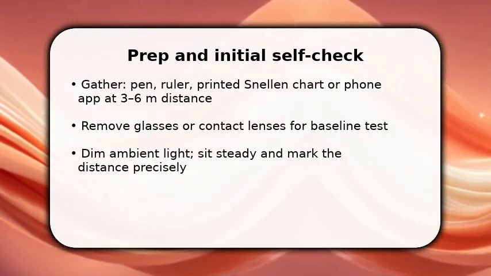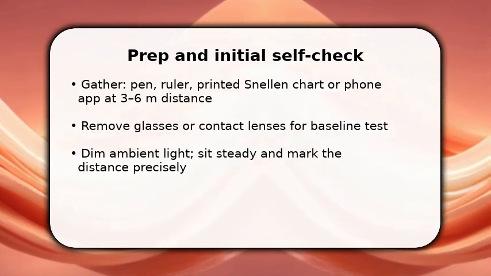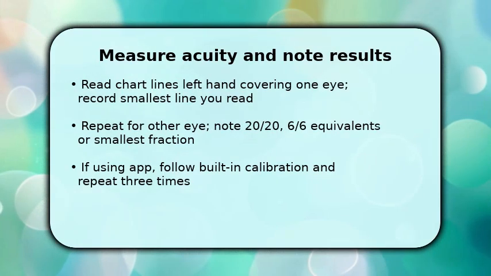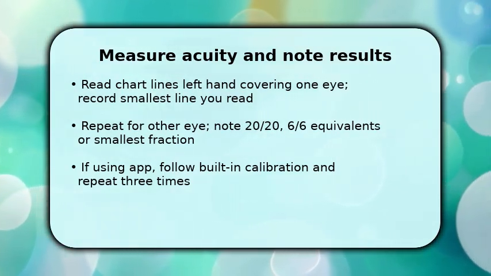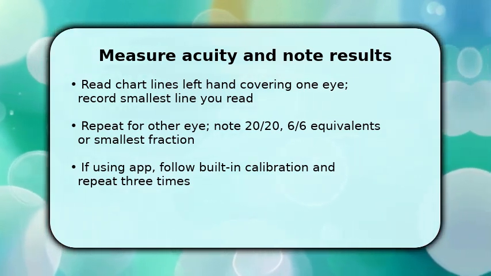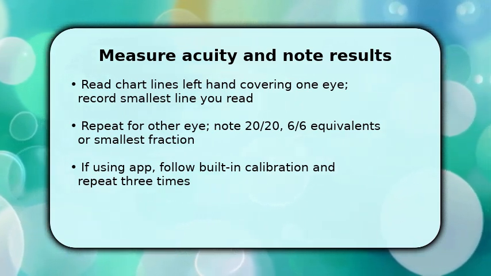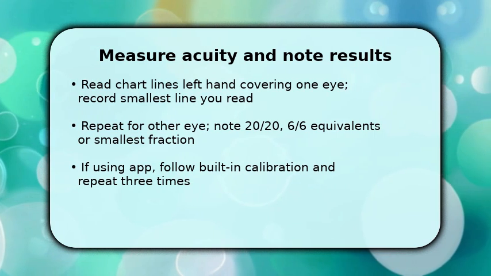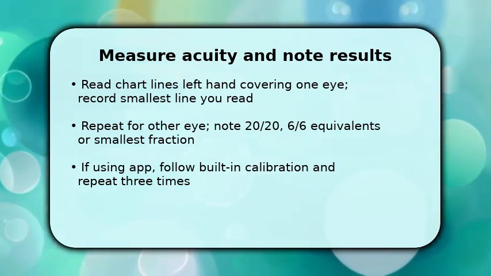Make sure one eye is covered with a light occluder or your palm without pressing, and get ready to read the chart aloud. You now perform the measurement. Cover one eye and read the smallest line you can confidently identify, continuing until letters blur. Record that line as a common fraction like 20/40 or 6/12, because those numbers tell you how your vision compares to normal. Once done, switch eyes and repeat the exact same procedure.